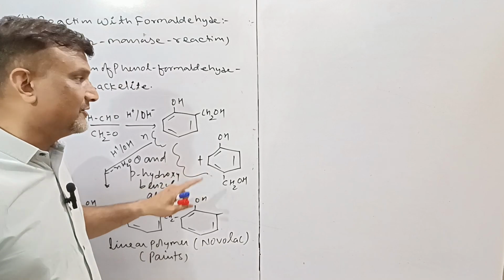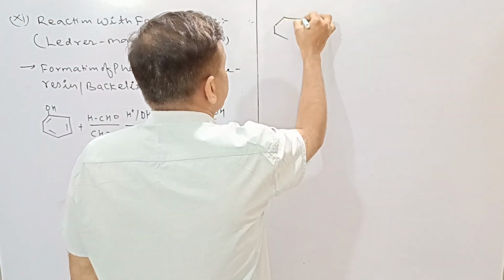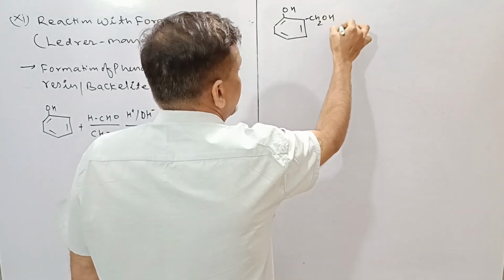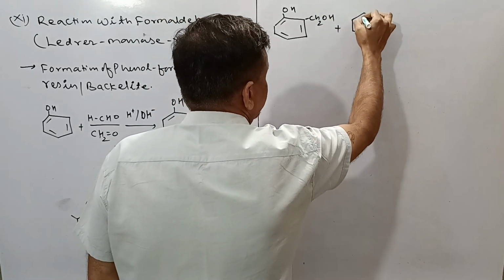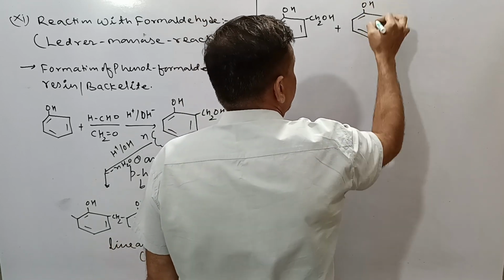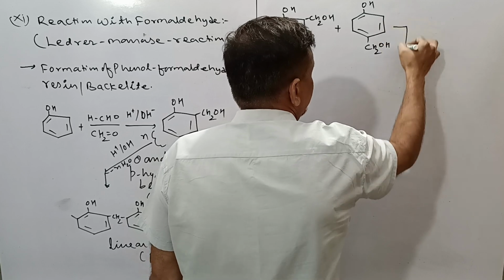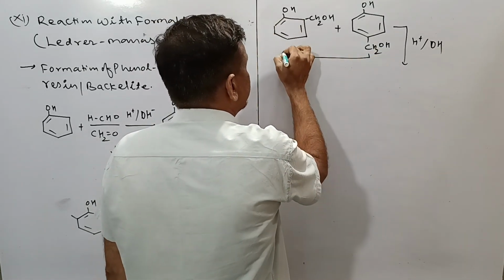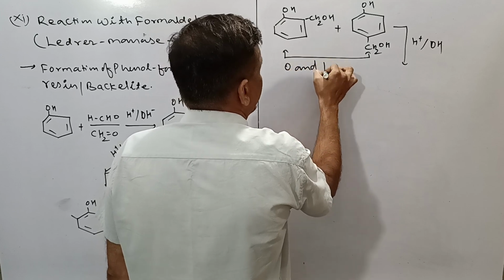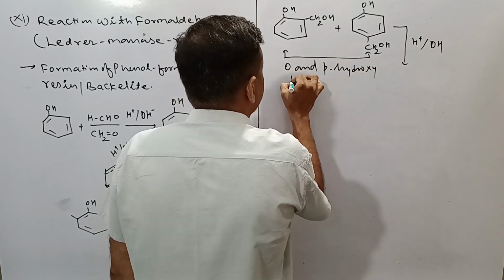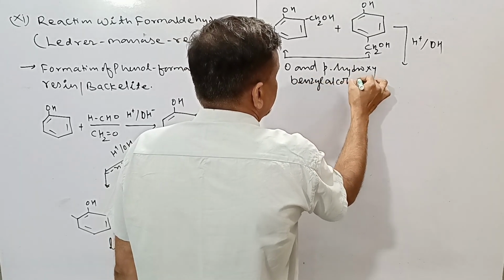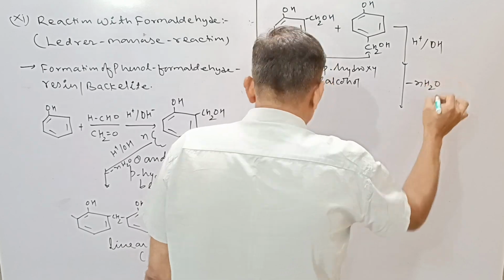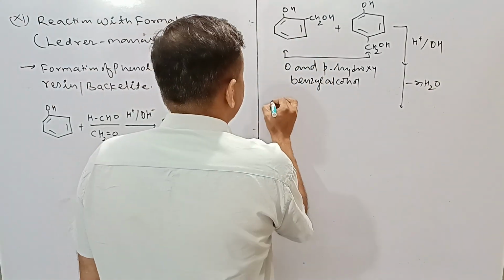And if both are there, ortho and para hydroxy, like this, both are there. This is the ortho hydroxy benzyl alcohol and this is the para hydroxy benzyl alcohol. Then here there will be formation of the cross linked polymer. CH2OH, again in the presence of acid or base we can take a mixture of ortho and para hydroxy benzyl alcohol. So here there will be formation of a cross linked polymer like this by the removal of the same H2O, because both are condensation polymers.